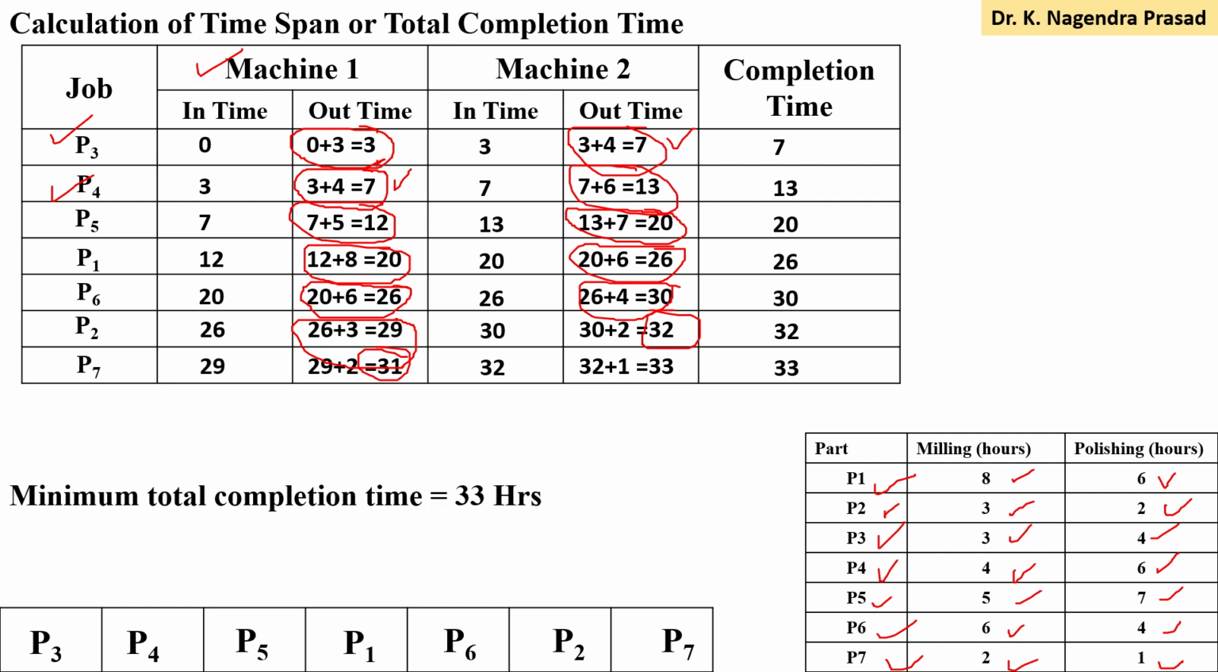So here the minimum total completion time is 33 hours. Let us observe the options. Option A 31 hours, option B 33 hours, option C 30 hours, option D 32 hours. So option B is the correct answer.